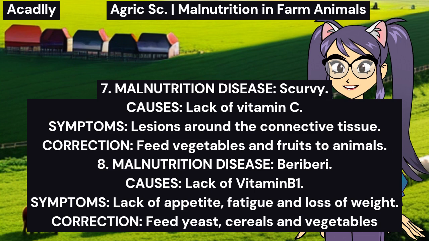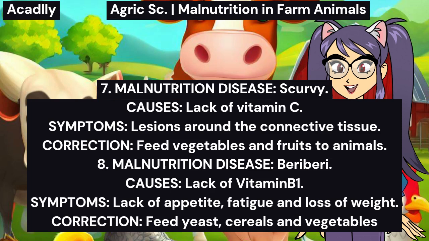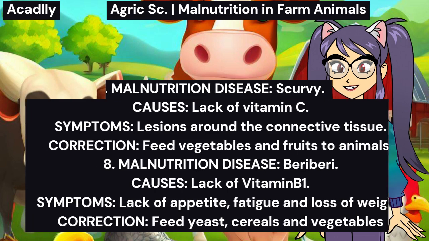7. Malnutrition disease, scurvy. Causes: lack of vitamin C. Symptoms: lesions around the connective tissue. Correction: feed vegetables and fruits to animals. 8. Malnutrition disease, beriberi. Causes: lack of vitamin B1. Symptoms: lack of appetite, fatigue, and loss of weight. Correction: feed yeast, cereals, and vegetables.